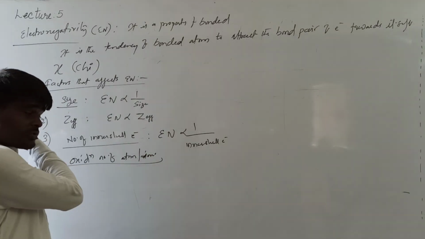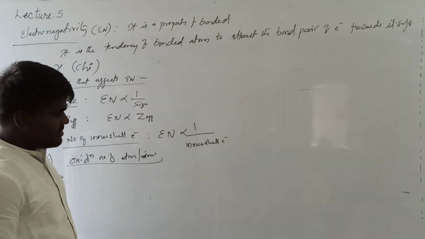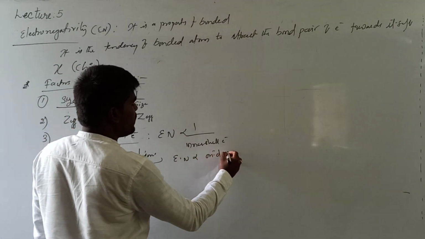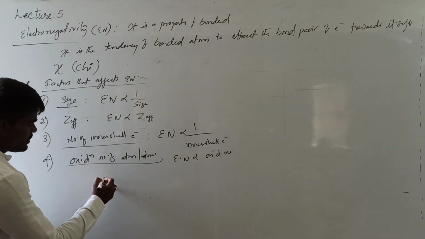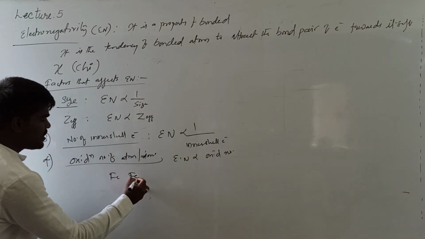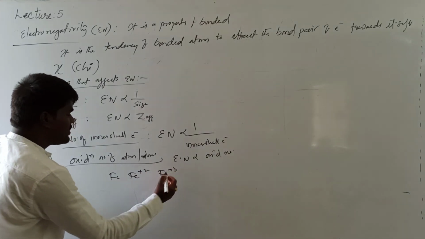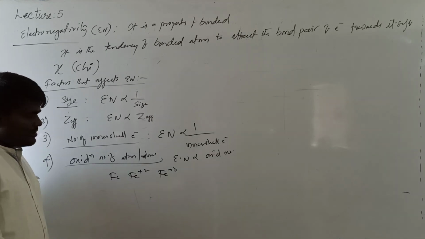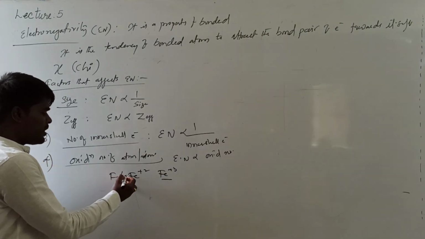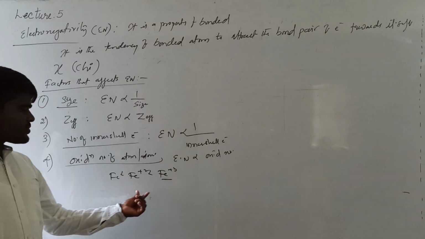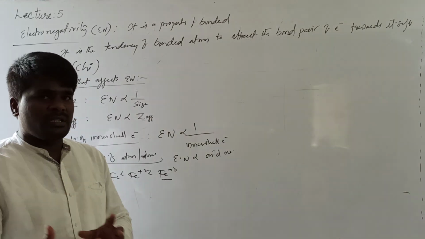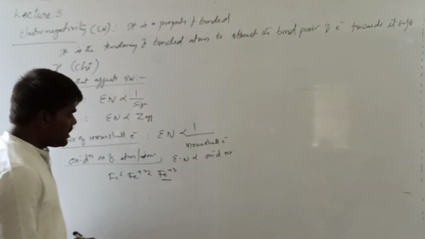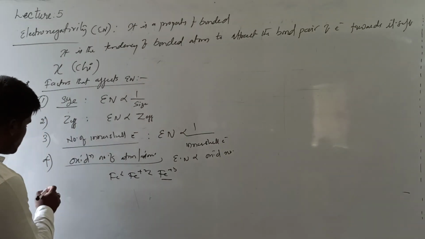Here, as the oxidation state of the ion increases, electronegativity will be directly proportional to the oxidation number. For example, if you are talking about Fe plus 2 and Fe plus 3, among these, Fe plus 3 will be the more electronegative species. As the oxidation number increases, what happens? Z effect increases. With increase in the Z effect, electronegativity increases. Right? This is one of the factors which can increase the electronegativity.